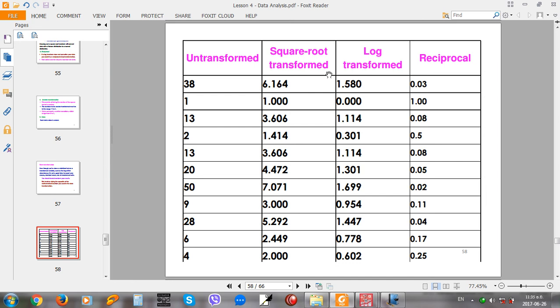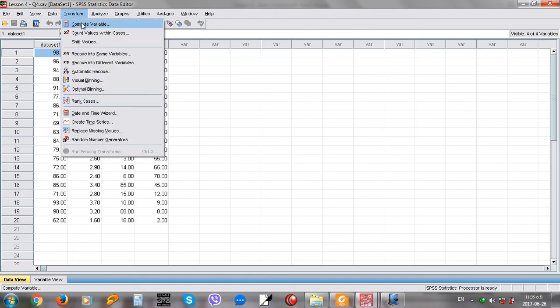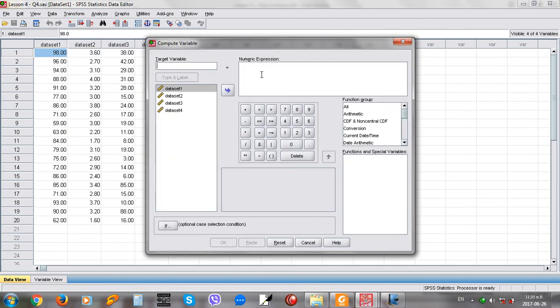You can see there are some untransformed data. When transformed with the square root transformation, 38 becomes 6.164. If you take the log transform, it becomes 1.580, and for the reciprocal, you can see it comes as 0.003. You can try this table by using SPSS and take these transformed values. You know how to transform the data. You have to go to SPSS: Transform, Compute Variables, then the target variable. So you know how to transform the data, right?